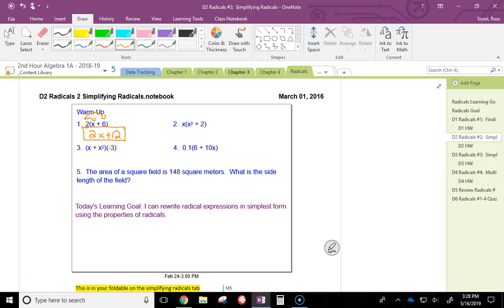Going ahead, I'm multiplying by x on this one. So x times x squared would give me x to the third. Remember, when multiplying variables, you add the exponents. x times 2 gives me 2x.